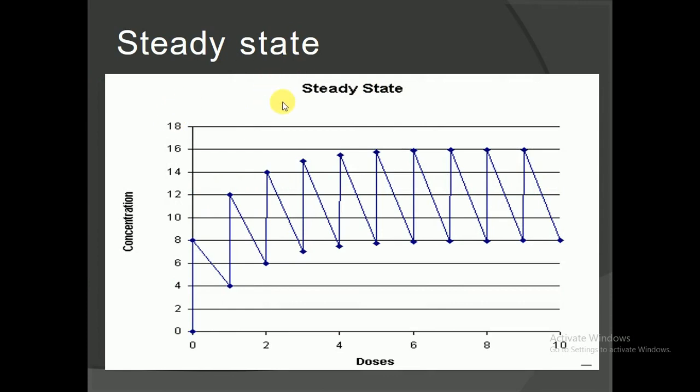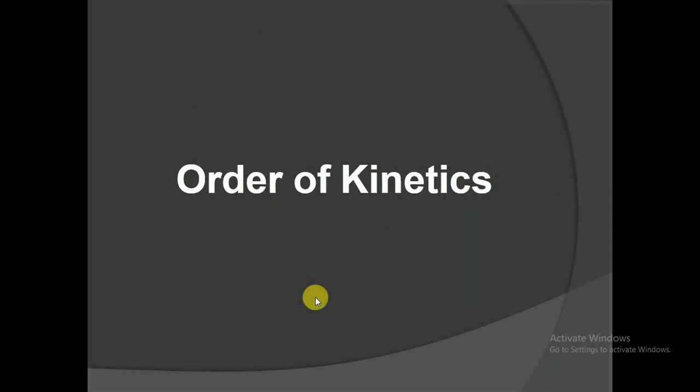Look here, this is the steady state concentrations, shown graphically, and on this side are the concentrations and doses. It goes from 0 to 4, 6, 8, 10, 12, 14, 16. It starts from this concentration, jumps from 8 to 4, then you can see here 12, then onward 6, then 14, and onward. And these are the different doses.